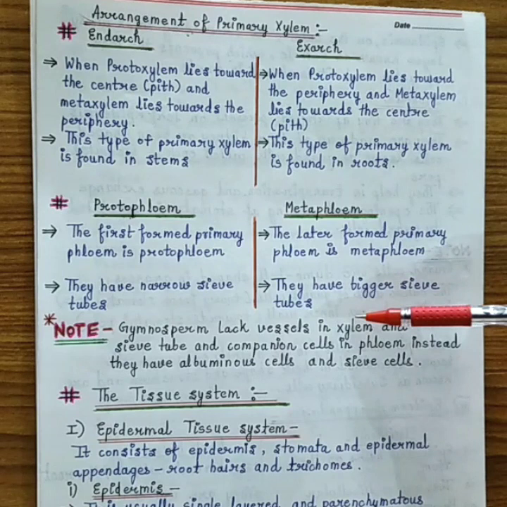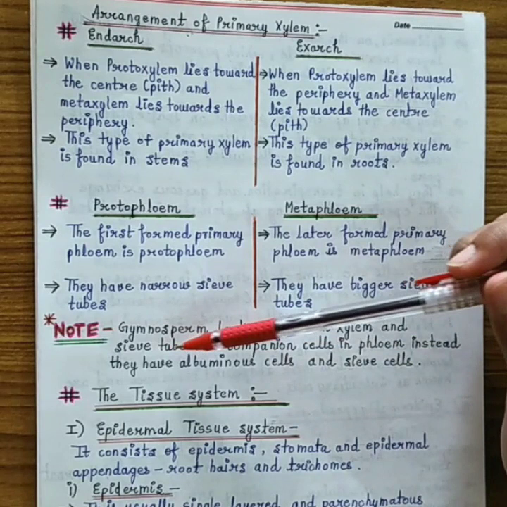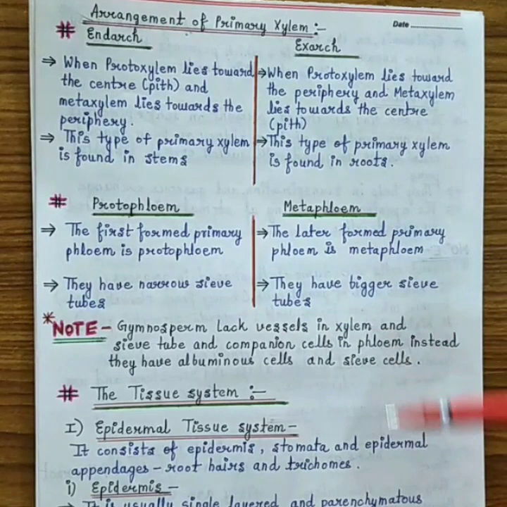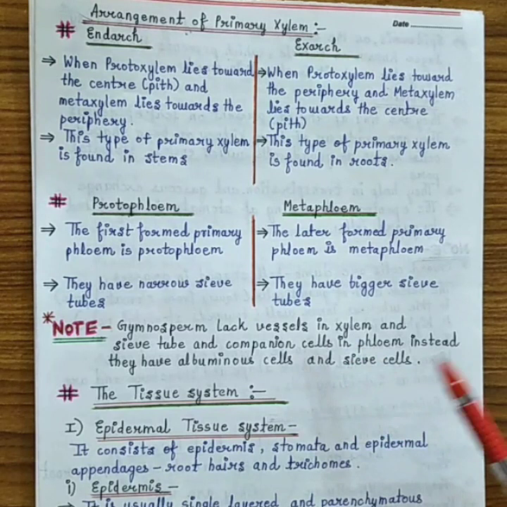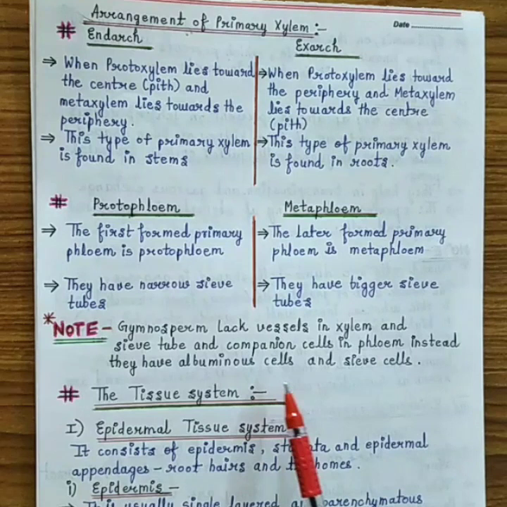Now important note point, that gymnosperms lack vessels in xylem and sieve tube and companion cells in phloem. Instead they have albuminous cells and sieve cells. So this is very important, ki gymnosperms mein xylem ka kaun sa component absent hota hai? The vessels are absent in xylem. And phloem ka kaun sa component absent hota hai? Sieve tube and companion cell. Instead unke paas kaun se cells present hote hain inki jagah par? Albuminous cells and sieve cells are present instead of those which are not present there.